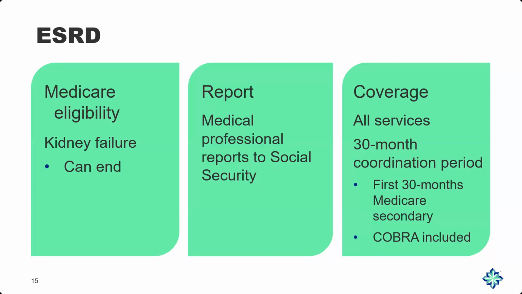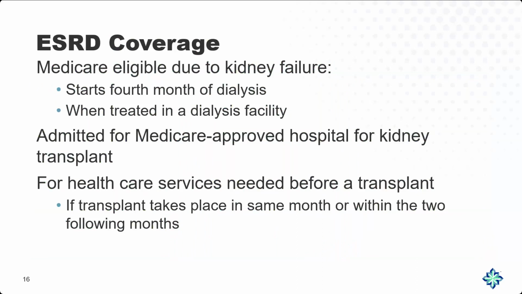Can 30 months have passed with someone not being eligible and then they have a backdated eligibility? Absolutely, it happens a lot. Why does it happen? The doctor must report it. So that's part of our coverage criteria here. Medicare eligibility is due to kidney failure. And again, we did say it does start the 4th month of dialysis when treated in a dialysis facility. That's not an or, that's an and.